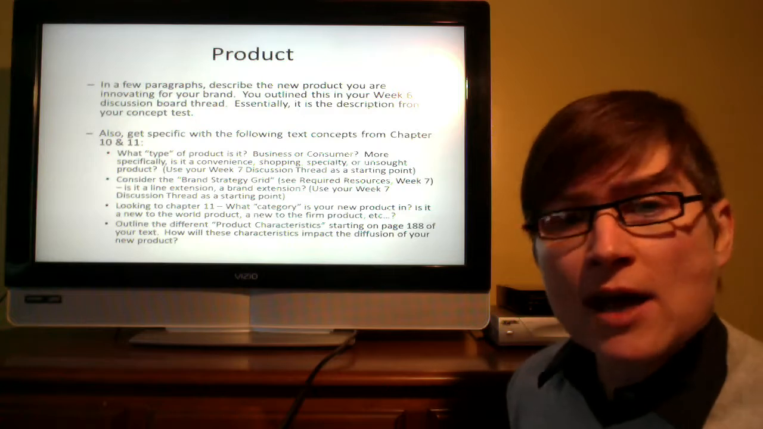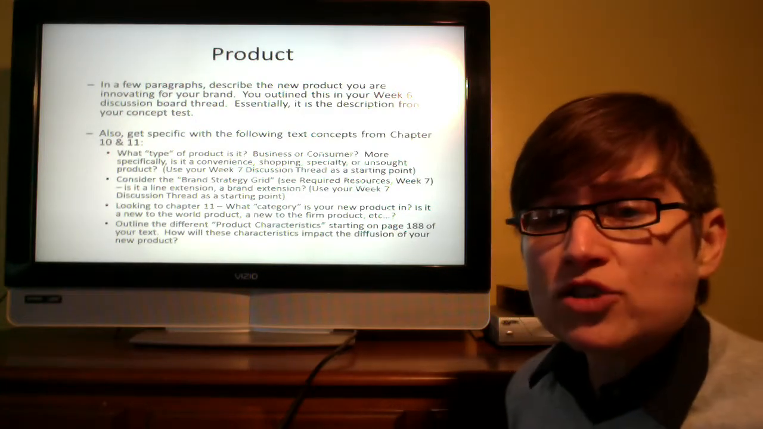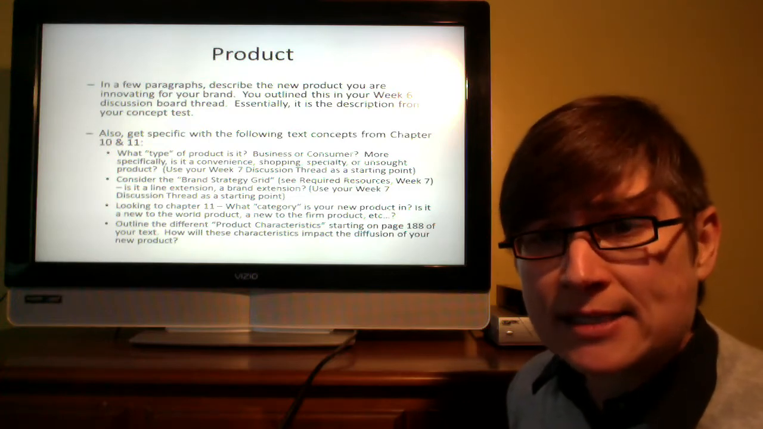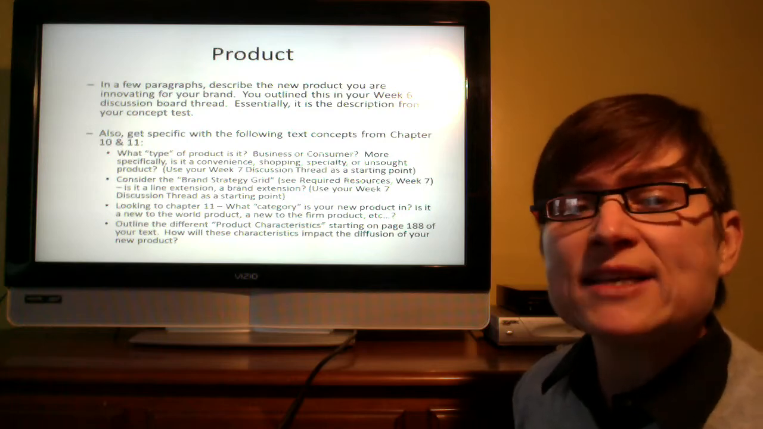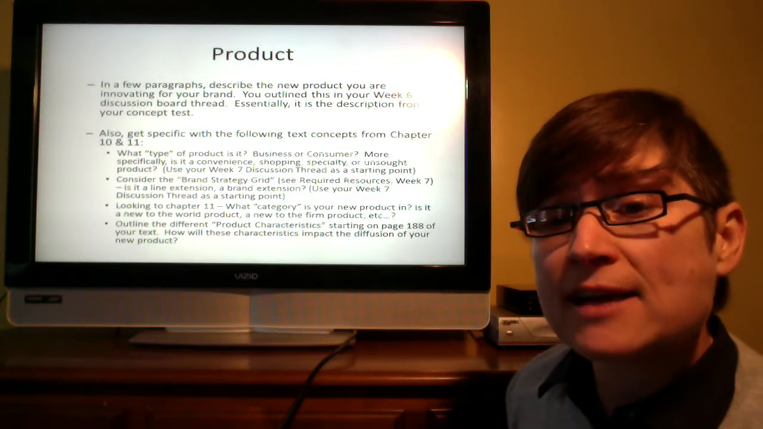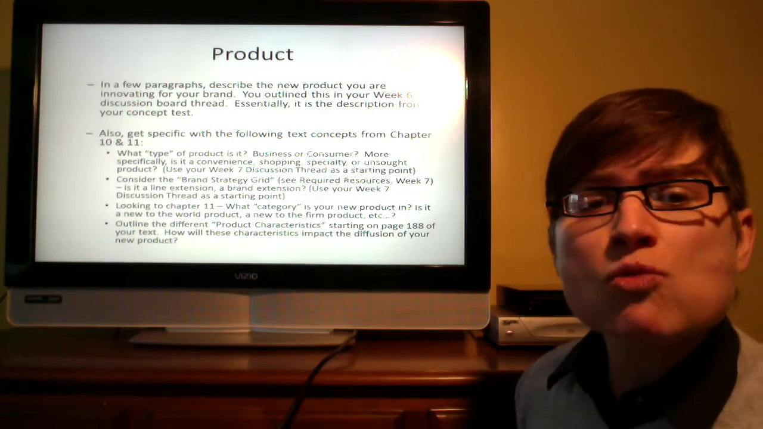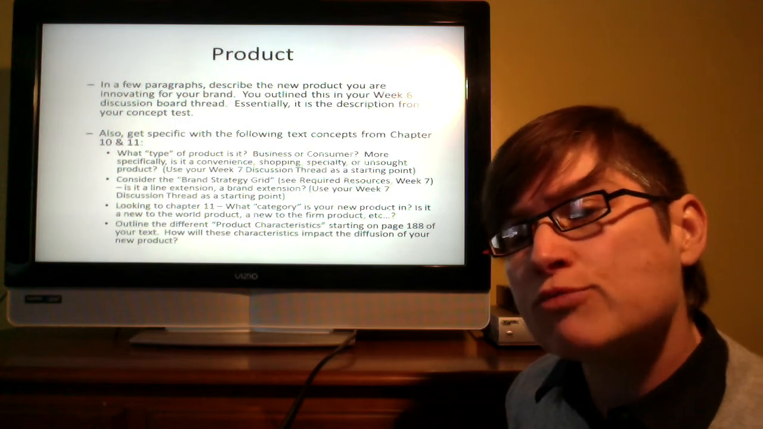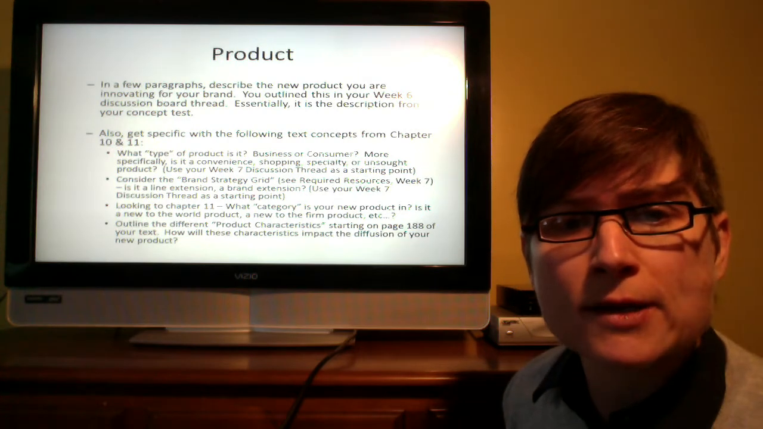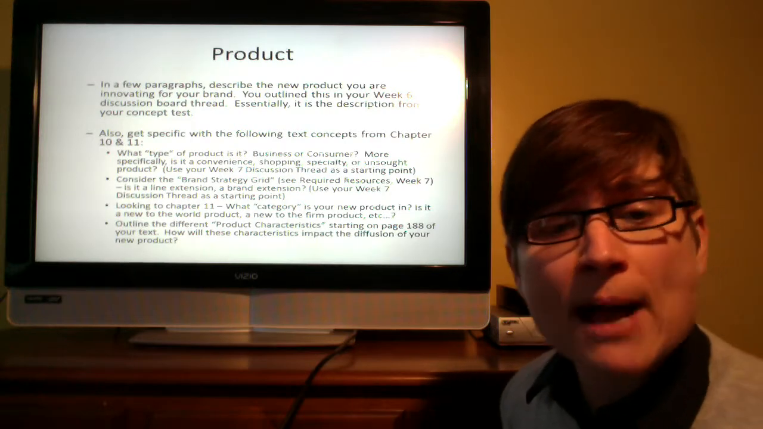The second kind of piece from the textbook is your brand strategy grid. What strategy are you using? Is this a line extension? Is this a brand extension? Is this a new brand? Once again, week 7 discussion board, I already asked that you address some of this. So go back to week 7. I also want you to look to chapter 11 and to think about the category of the new product. Is it a new to the world product? Is it a new to the firm product, etc.? And that stuff's from chapter 11.